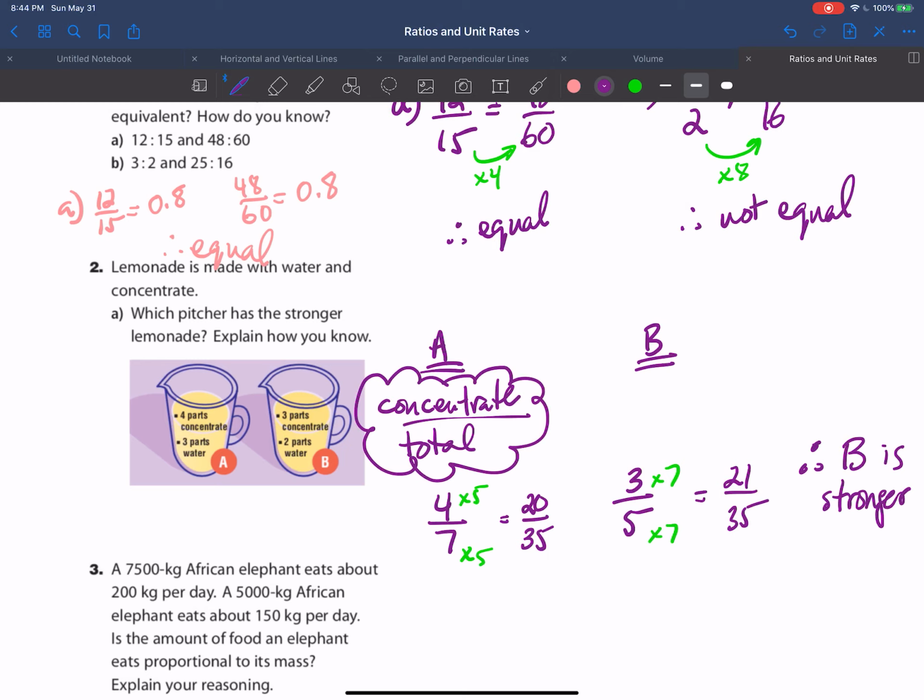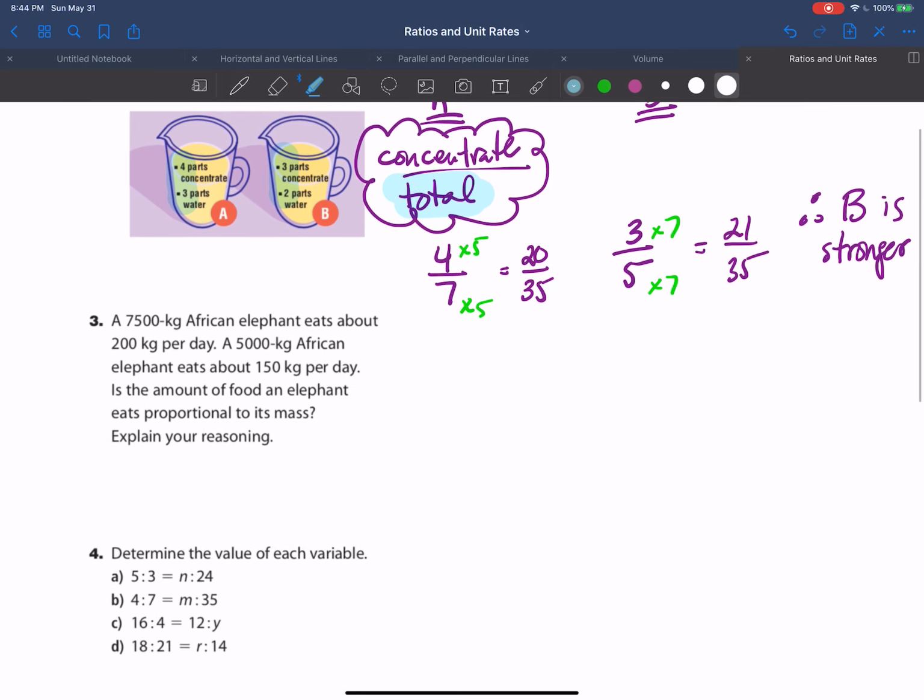Okay, so get a common denominator and then compare the two. The key there is to look at the total. Okay, concentrate to total. So you add the 2 parts up.